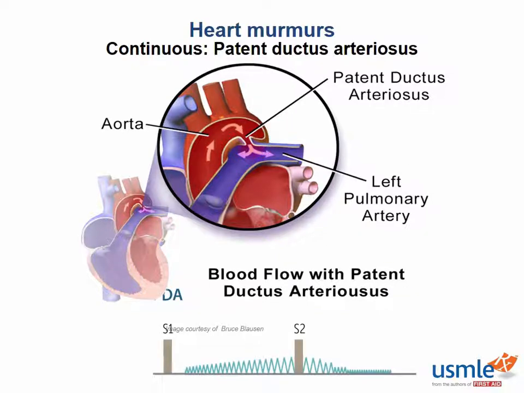It is a continuous murmur that occurs throughout systole and diastole. And why is that? Well, because there's always a gradient between the aorta and the pulmonary artery that enables flow. There will always be flow from this area of high pressure to low pressure, resulting in turbulence that is appreciated by a stethoscope on auscultation.